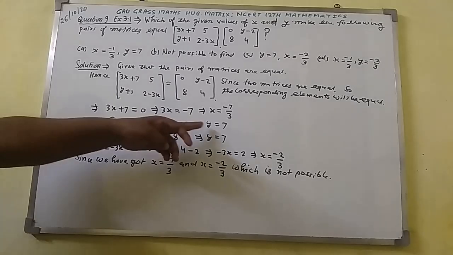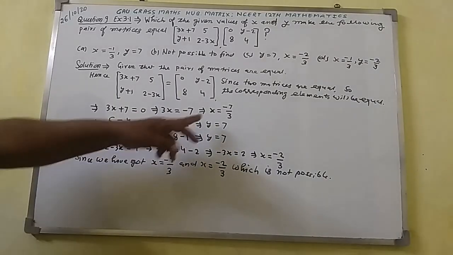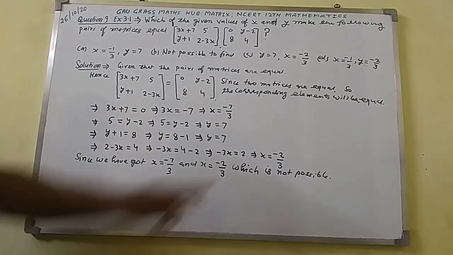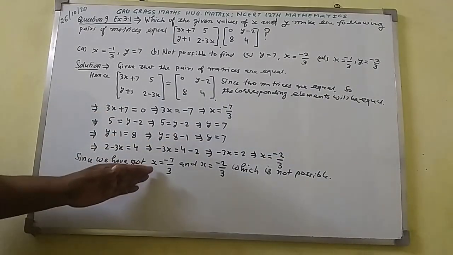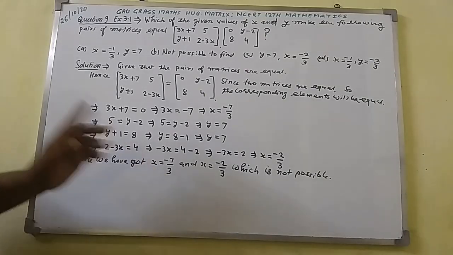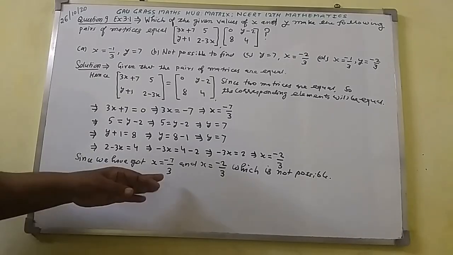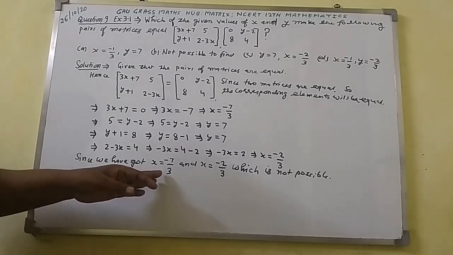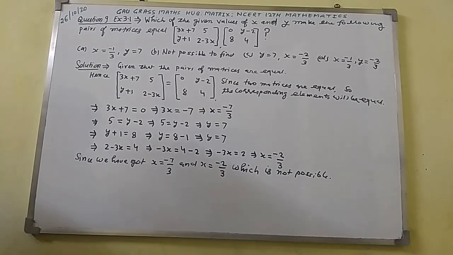Here you can see y equal to 7, y equal to 7. That is correct. But here you can see x equal to minus 7 over 3. And here you have got x equal to minus 2 over 3. The value of x will be only 1. Here you can see the values of x we have got two values. Two values of x we have got, which are not possible.